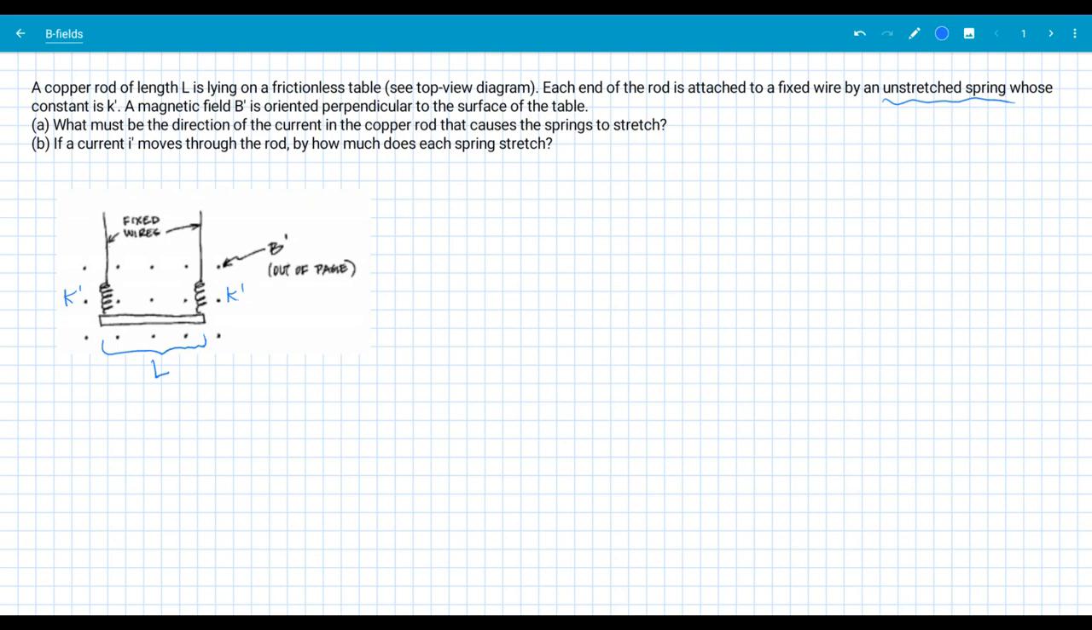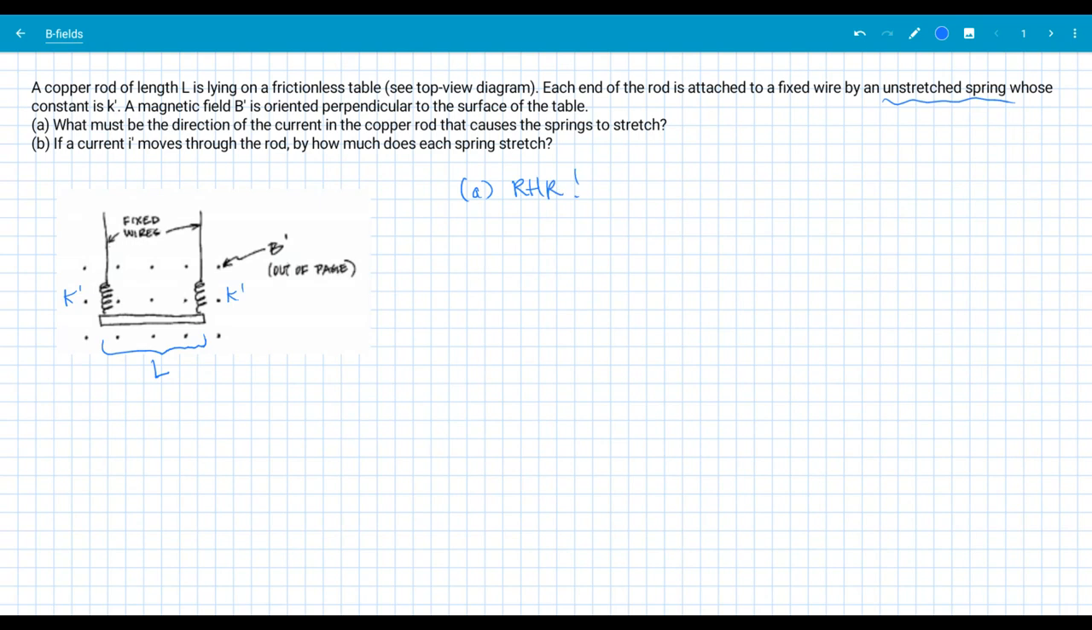Magnetic field B prime is oriented perpendicular to the surface of the table, and we can see from the diagram that it's coming out of the page. All right. So first question is, what must be the direction of the current in the copper rod that causes the springs to stretch? So to answer part A here, you need to use right-hand rule.